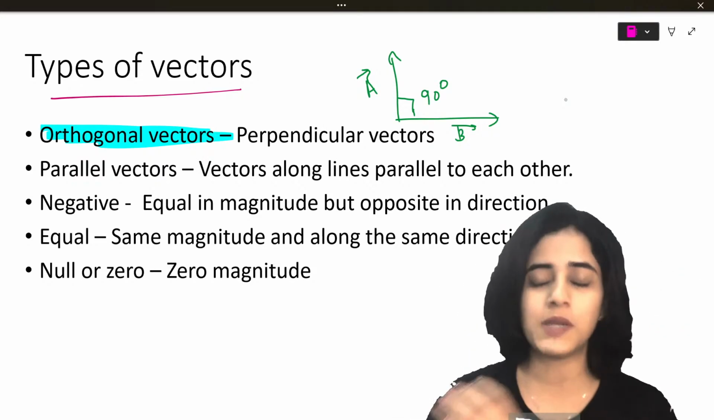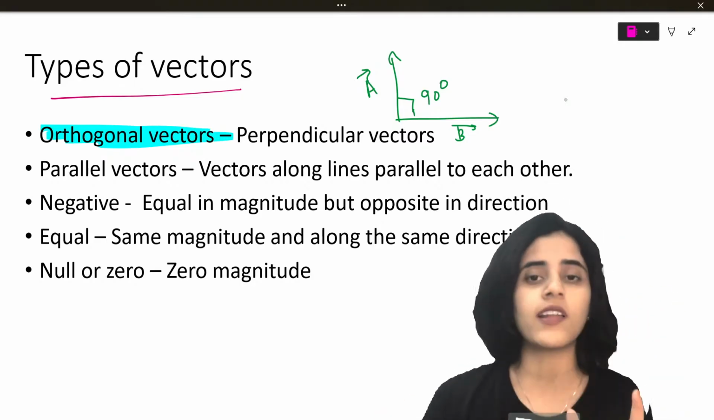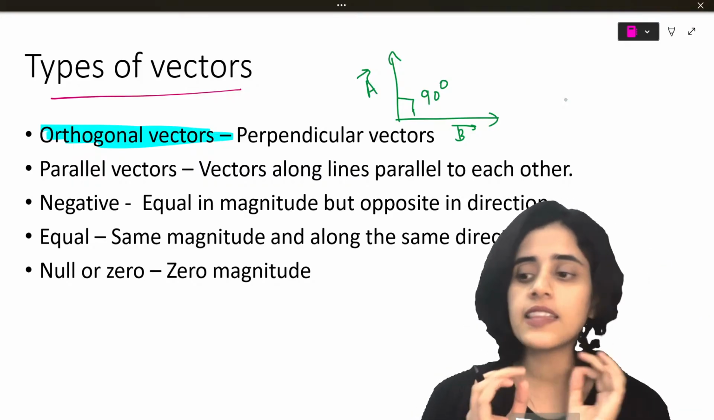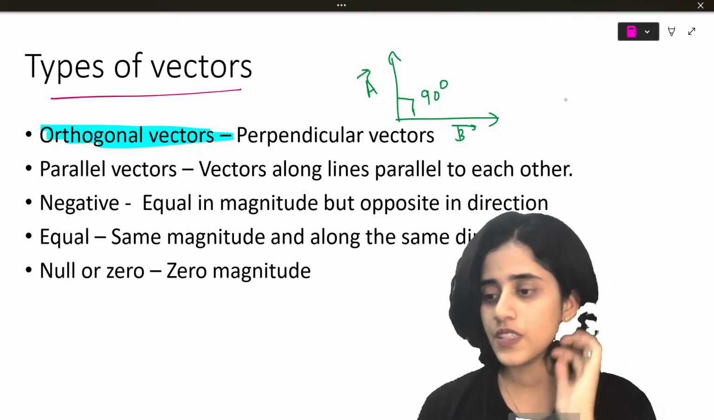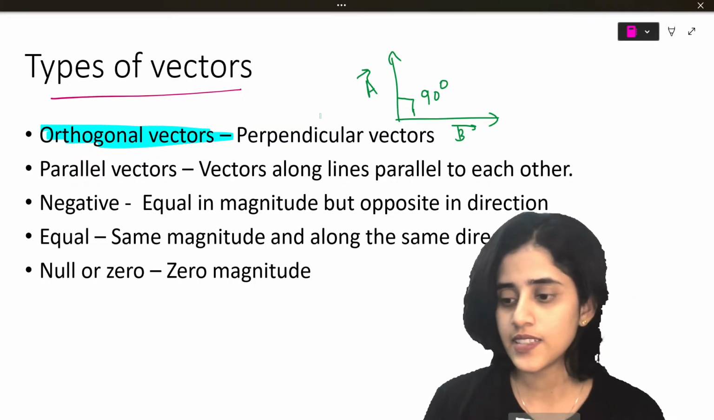Find out the angle. Not that straightforward, but you should know. If the word orthogonal is there, it means the two vectors are perpendicular to each other and the angle between them is 90 degrees. Okay? You all agree? Okay. Now, next.